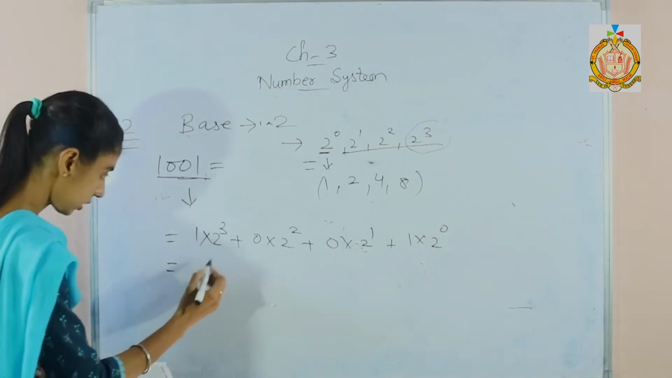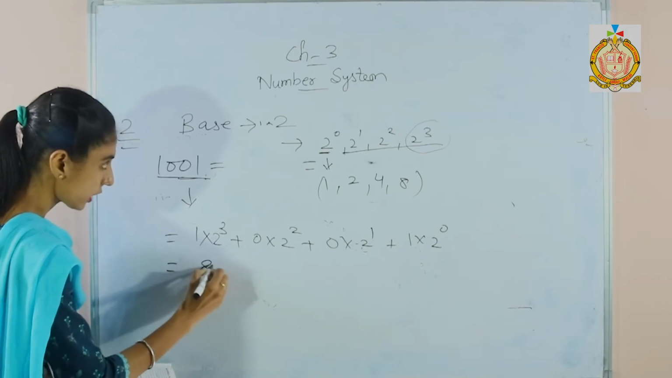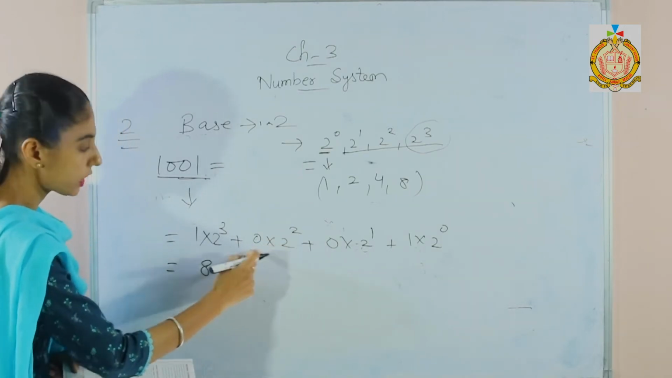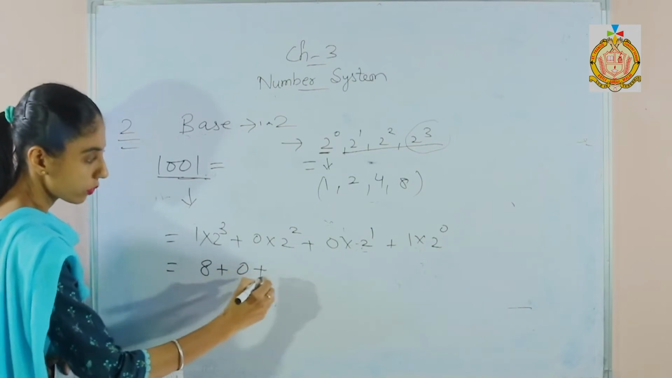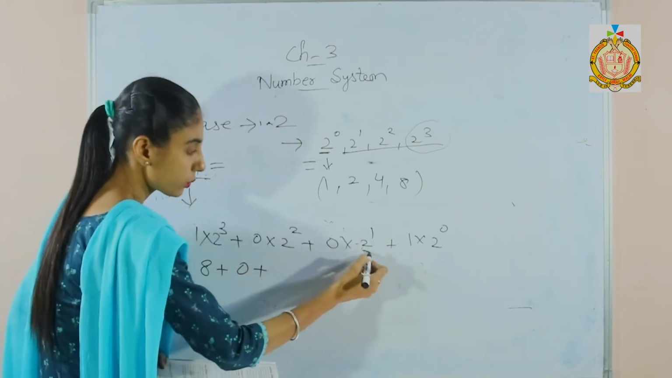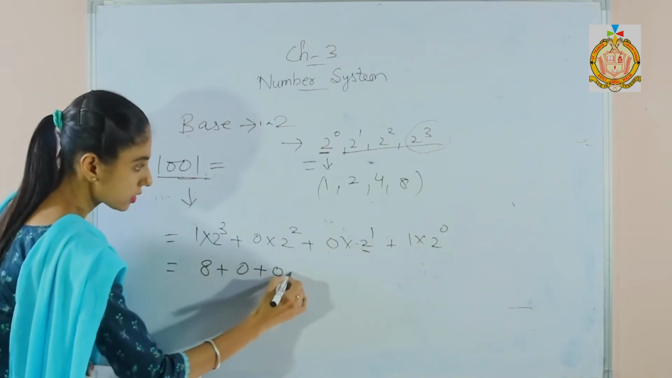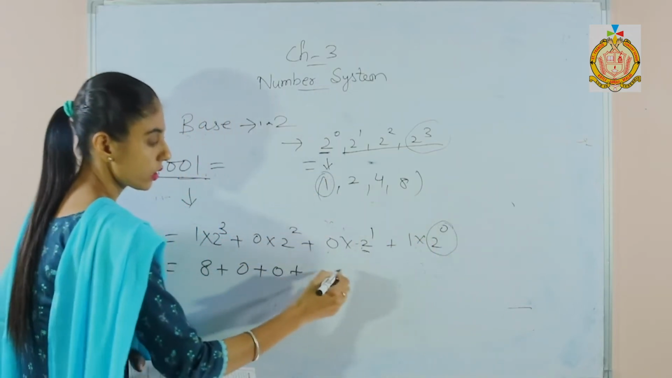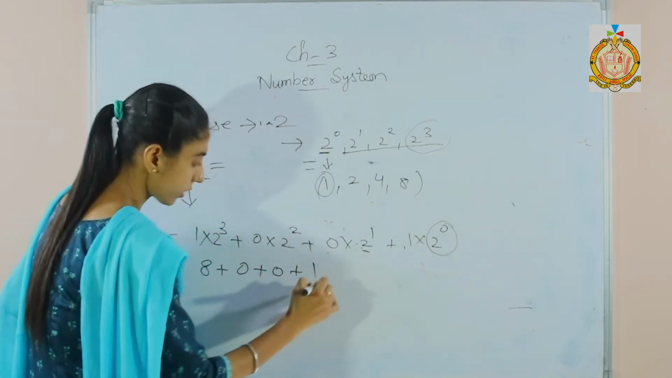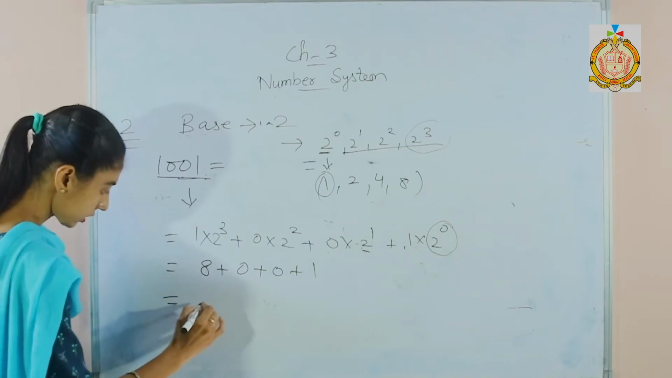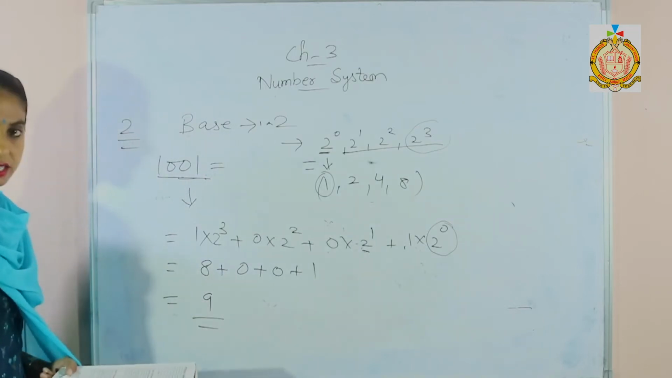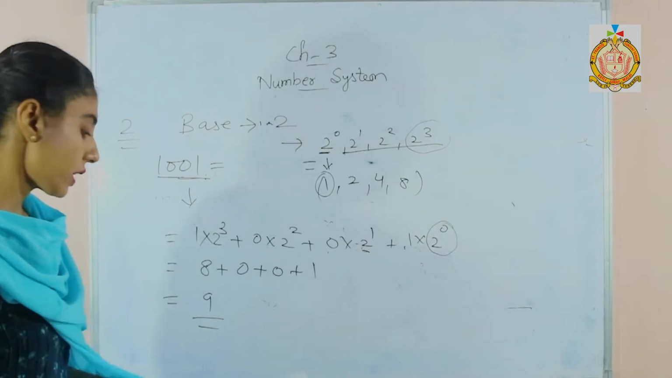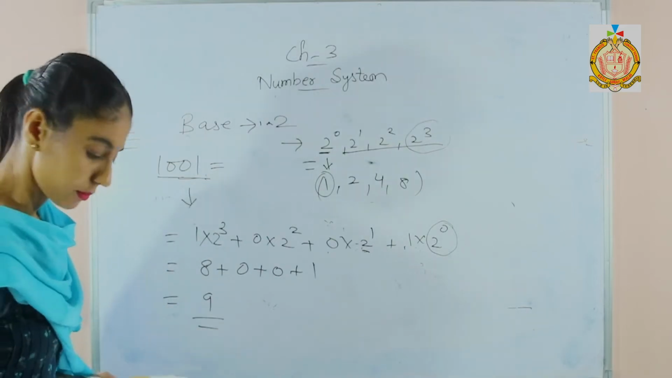After solving: 2 raised to power 3 is 8, 2 raised to power 2 is 4, multiplied with 0, that is 0. Again 2 raised to power 1 is 2, multiplied with 0, answer is 0. Then 2 raised to power 0 value is 1. So 1 multiplied with 1 is 1. So 8 plus 1 is 9. This is your answer. Next one is the octal number system.